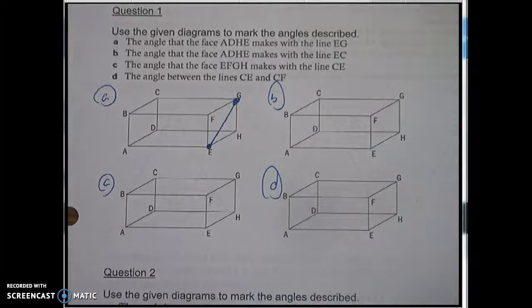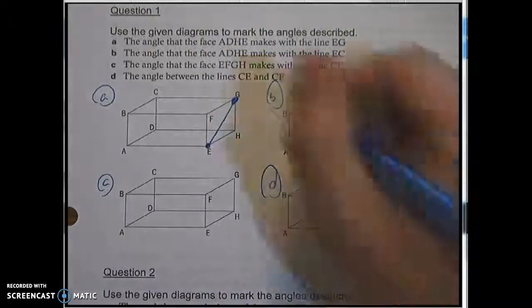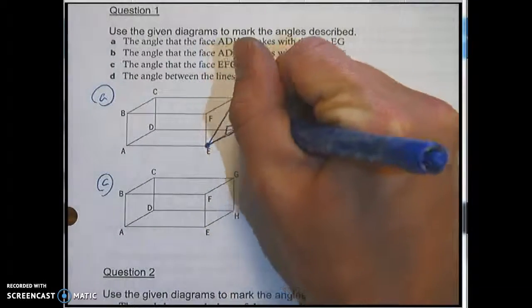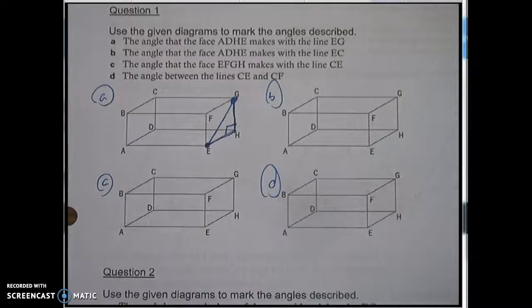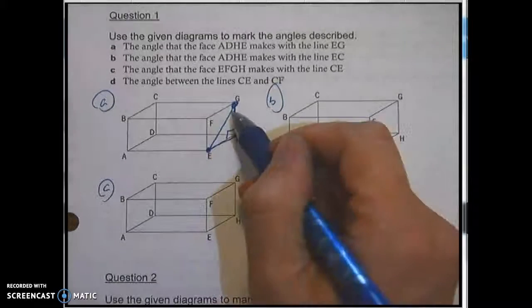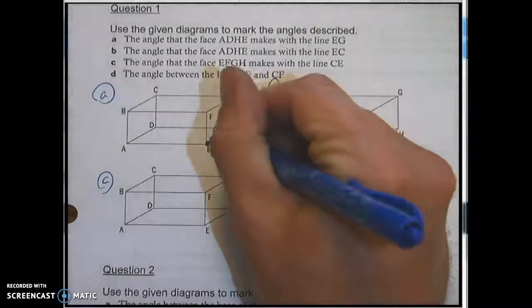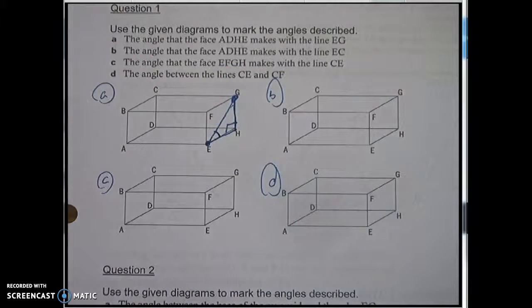This is a multi-step process. The first step is to connect those points, and then to drop the perpendicular. We're trying to make a right triangle. If I drop this perpendicular right here, I can make a right triangle. Now, I haven't answered the question yet. I'm supposed to mark the angle that the face ADHE makes with the line EG. It's either this angle or this one, but the base is ADHE on the bottom, so it's this angle that I'm marking right here.